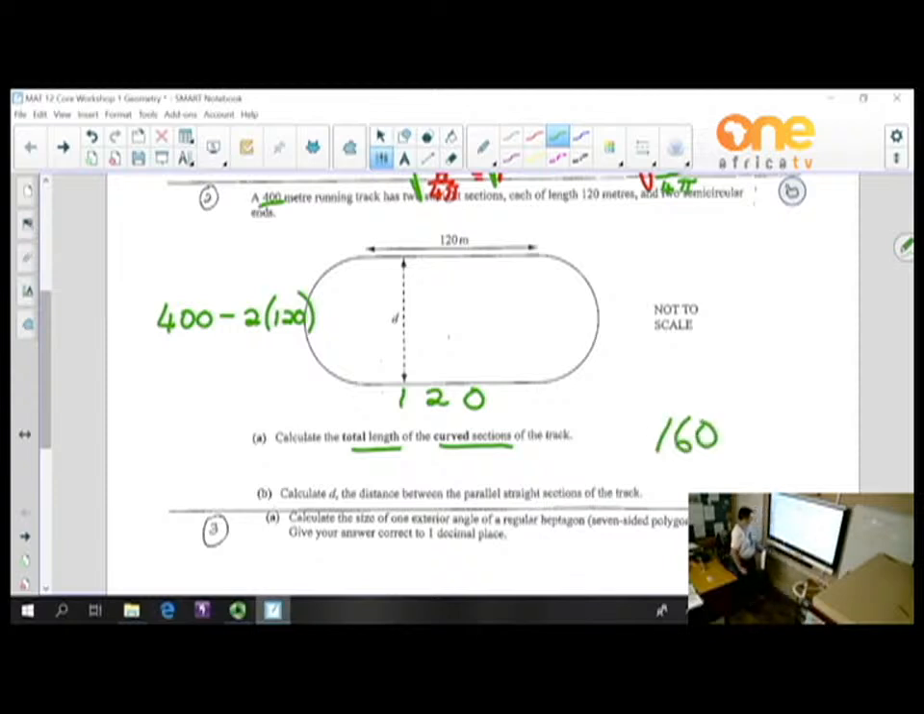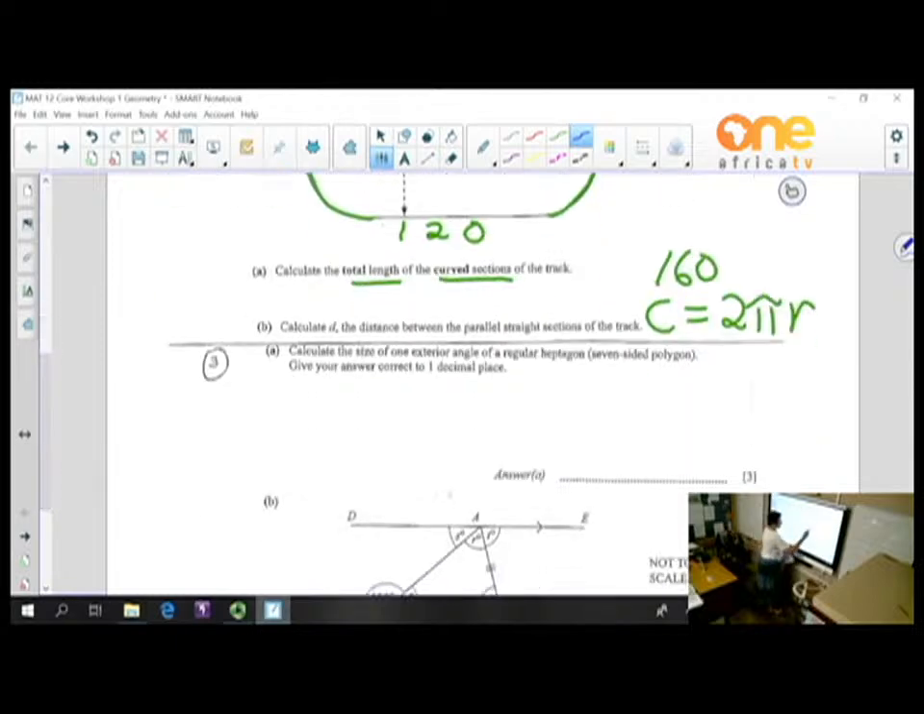And then they say calculate d, the distance between the parallel straight sections of the track. Now, because it is the 2 curved sections, this will form a full circle. So that means that that is actually the circumference that we have there. So the formula that we will use here is circumference is 2 pi r. And we know now that the circumference is 160.